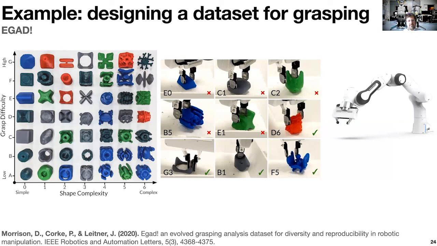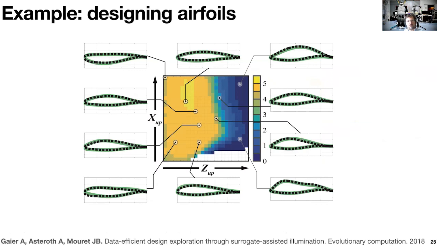And if you do this, then you get an ideal benchmark, something that allows you to try different techniques and see how they rank with the diversity of objects. That's a recent paper by some colleagues in Australia, and they 3D printed the objects and tried them with the robot. We also use this to evolve airfoils. The airfoil is a classic problem in aerodynamics. It's not interesting by itself, but it was a way to evolve shapes.